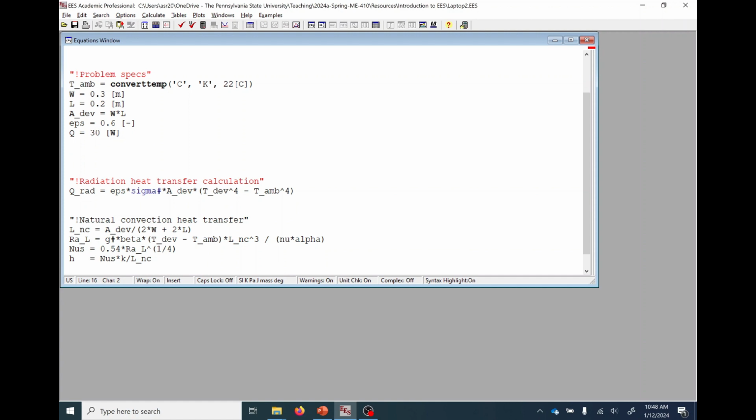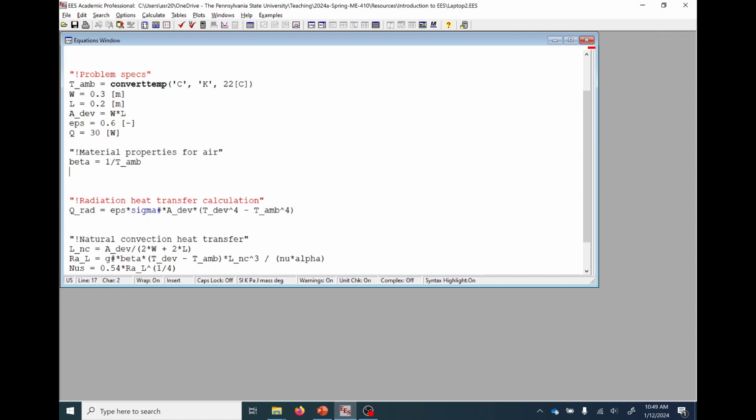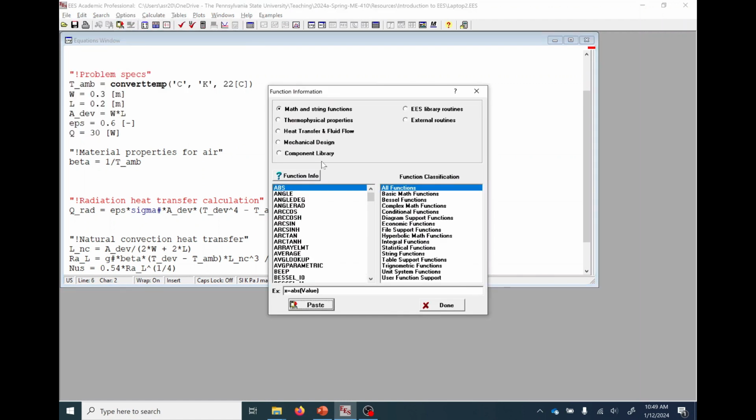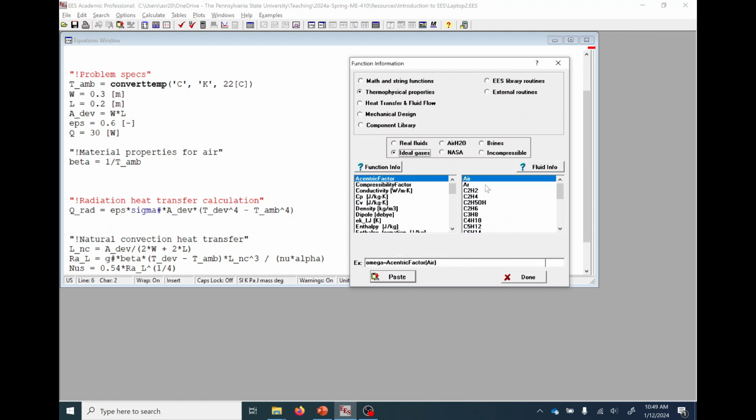So let's hop up here, and I'm going to make another block up here, which is going to be my material properties for air. Okay, so we have 3 material properties to work out. Beta for an ideal gas, the volumetric expansion coefficient, works out to be 1 divided by the temperature, or T of the air. The kinematic viscosity, nu, we can pull from the built-in functions in EES. So we'll go to thermophysical properties. Well, that's weird. There we go. For ideal gases, for air.